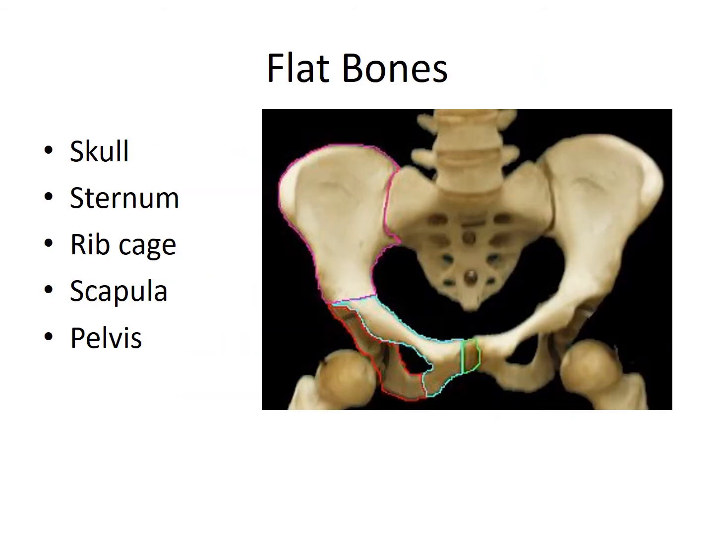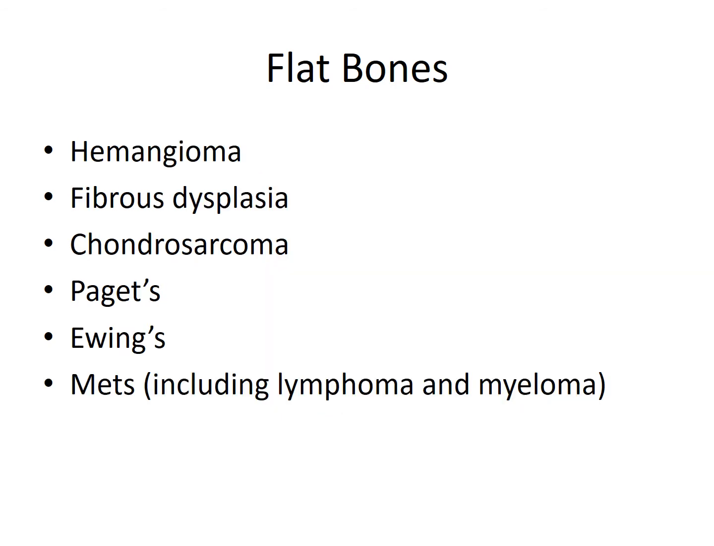And then the flat bones. The skull, sternum, ribcage, scapula, and pelvis comprise the flat bones. And things that commonly occur here: hemangiomas, fibrous dysplasia, chondrosarcomas, Paget's disease, Ewing sarcoma, and of course metastases, including lymphoma and myeloma, can occur anywhere in any bone.